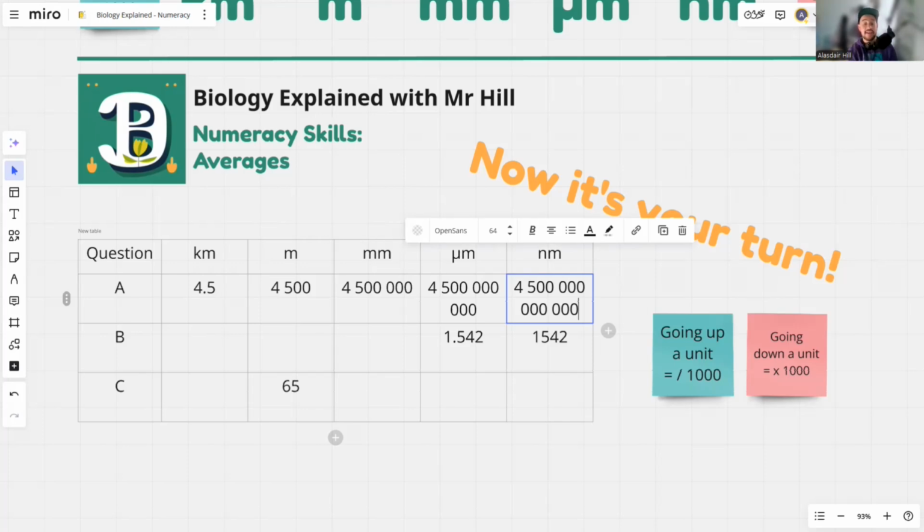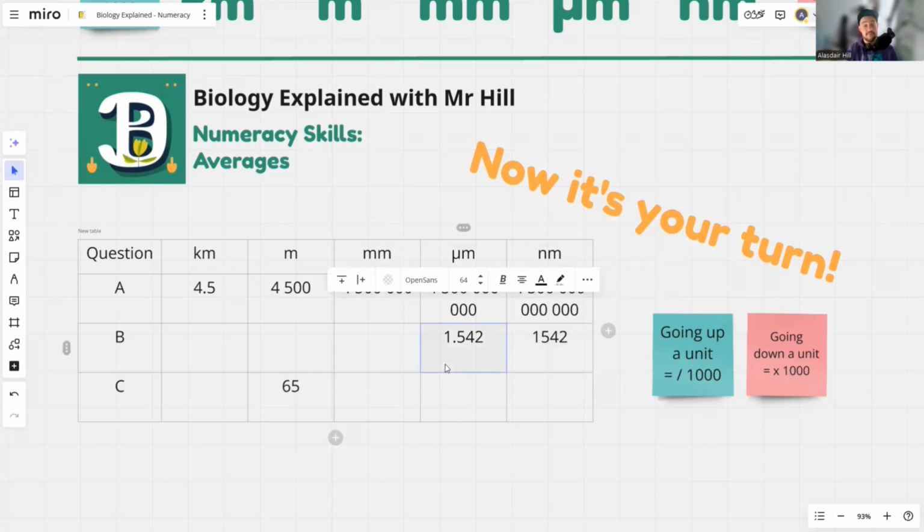Okay, so we're going to apply that again, but going the other way in question B. So we have already 1,542 nanometers, which is converted to 1.542 micrometers. Okay, so they have divided that number by 1,000. To move this up to millimeters, we're going to divide this number again by 1,000. So the answer to this will be 0.001542. Now just for ease, I'm going to put a space there between the 1 and the 5, just so you can see where every block of 1,000 goes as we are converting our units.